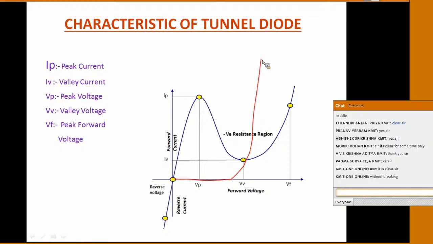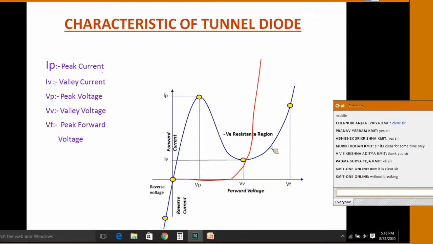Now see the tunnel diode. In the terminology, just remember IP is your peak current, the maximum current we are getting. IV is the valley current. VP is the peak voltage. VV is the valley voltage. Just remember these four terminologies. And VF is the peak forward voltage.